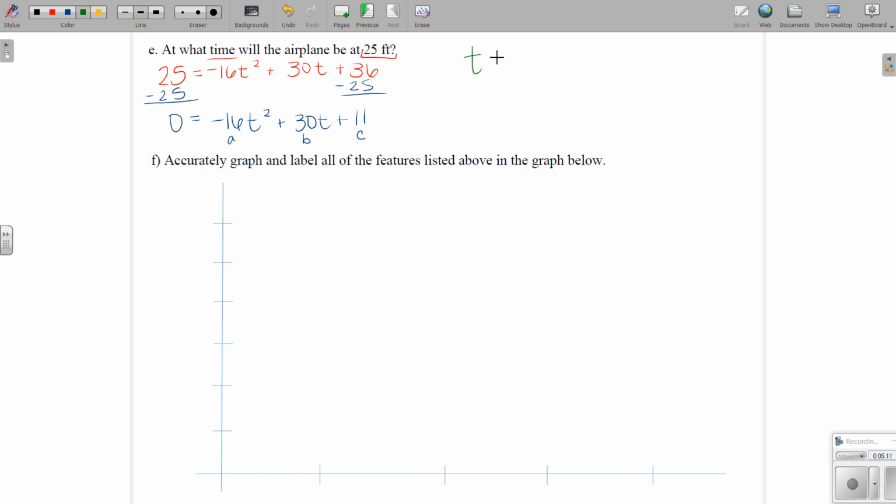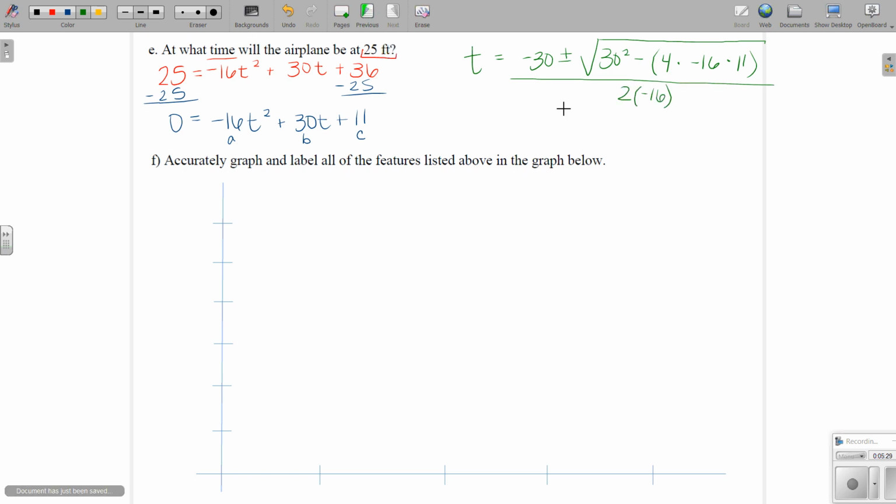So t, your time, is equal to negative b plus or minus the square root of b squared minus 4 times a times c, which is now 11, all divided by 2 times that a value. So negative 30 plus or minus the square root of your discriminant, which is going to be 1,604, just so you can check how you're doing there.